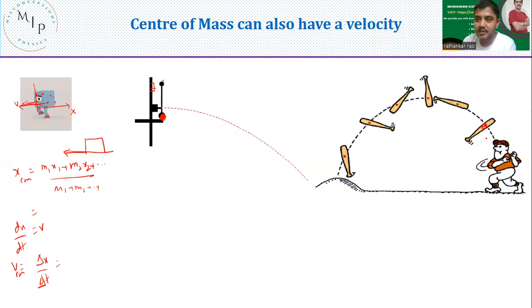It throws it up like this, and as a result it rotates like this. This end keeps on rotating like this, and this end keeps on rotating like this. If this is the object, it keeps on rotating like this, and so on. So every point on this object has a different velocity, but this point has only one velocity, one speed. This is nothing but your center of mass speed. So thus you can see the center of mass also can have a velocity.